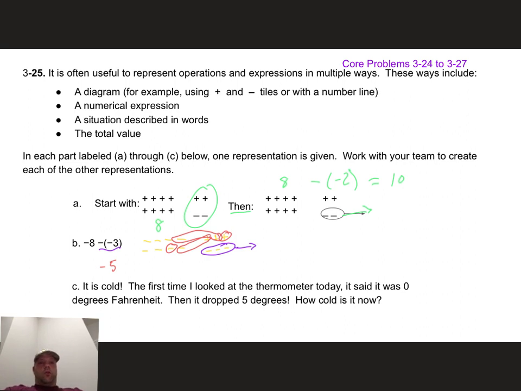C, it is cold. The first time I looked at the thermometer today, it said it was 0 degrees Fahrenheit. Then it dropped 5 degrees. How cold is it now? This one's pretty basic: you start at 0, it goes down 5 degrees, which means it's -5 degrees Fahrenheit, which is not uncommon here in Minnesota.